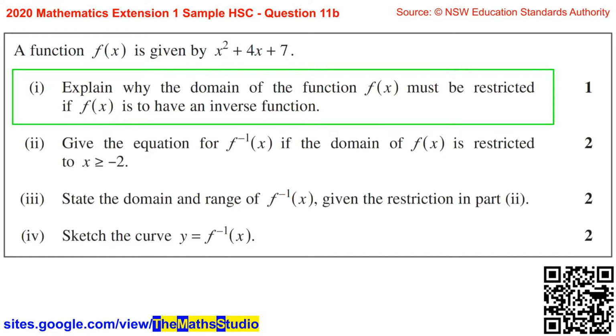Question 11b. A function f(x) is given by x squared plus 4x plus 7. Part 1. Explain why the domain of the function f(x) must be restricted if f(x) is to have an inverse function.